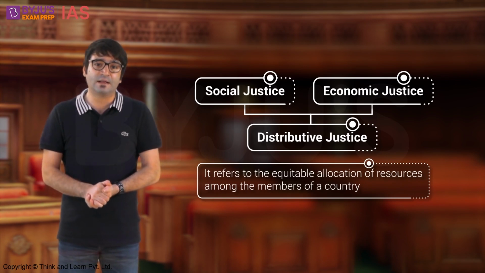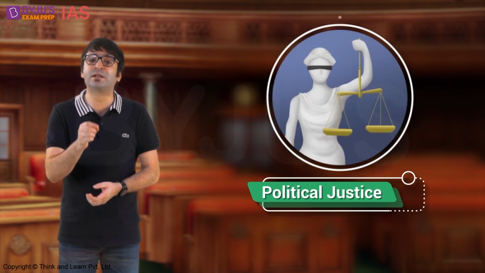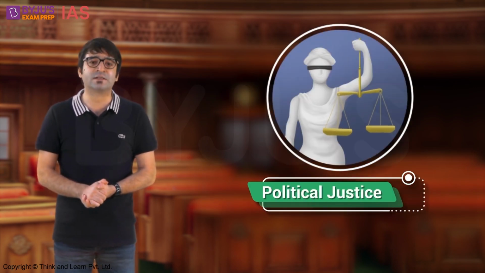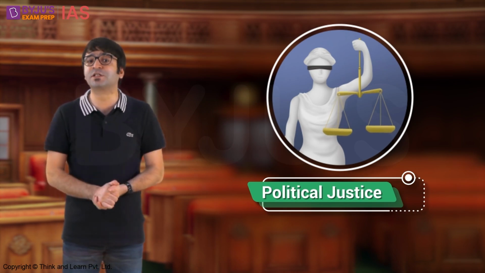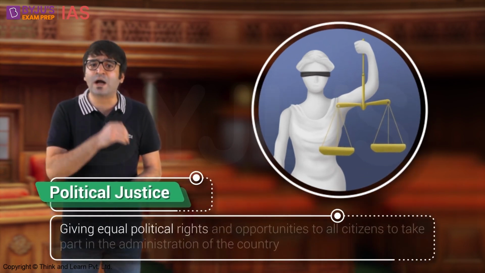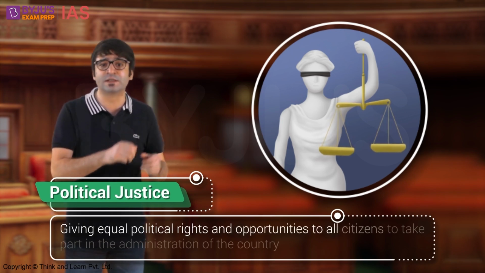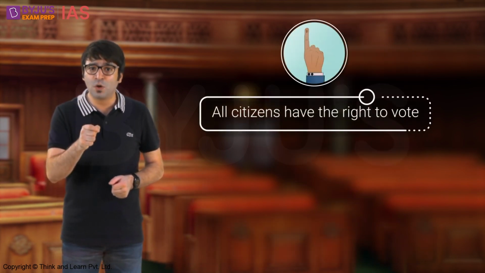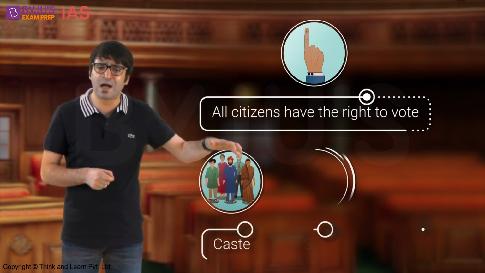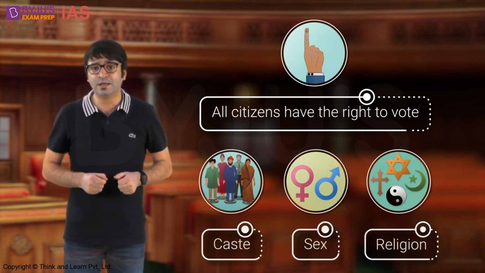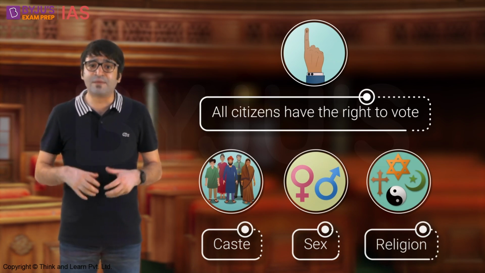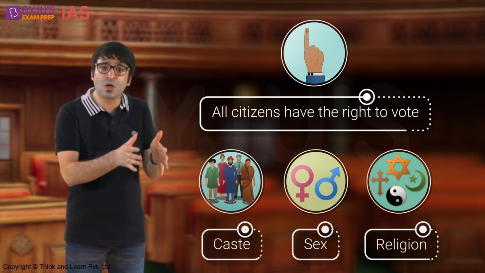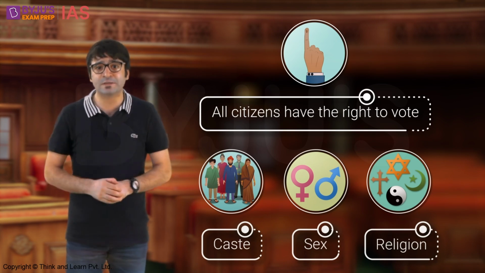Last but not the least, the preamble talks about securing political justice to all its citizens. The term political justice means giving equal political rights and opportunities to all the citizens to take part in the administration of the country. It implies that all citizens have the right to vote without any discrimination on the basis of caste, sex, religion, etc. It means that citizens have the right to contest elections and have equal access to all public offices.